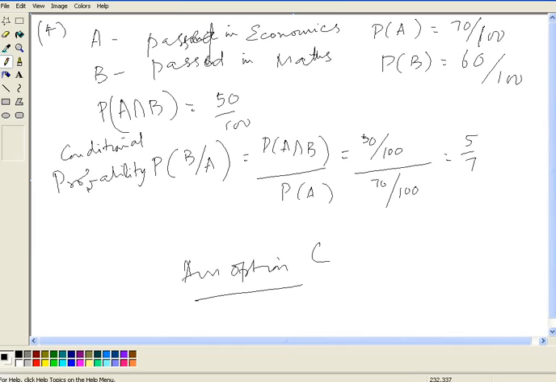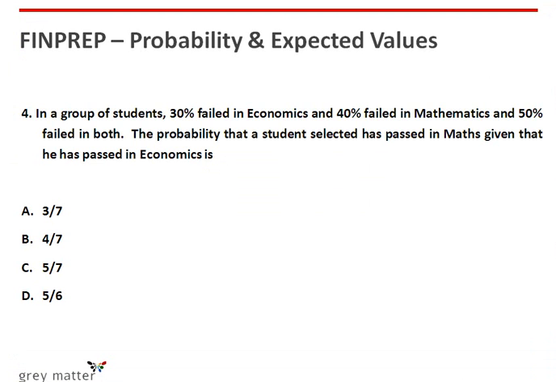Now conditional probability is given as the probability of the event B to occur given that A has occurred. P of A intersection B by P of A will be the conditional probability P of B by A, which is equal to 50 by 100 divided by 70 by 100, which is 5 by 7. So the answer is option C. Going to our PowerPoint presentation, it is option C, which says 5 by 7.